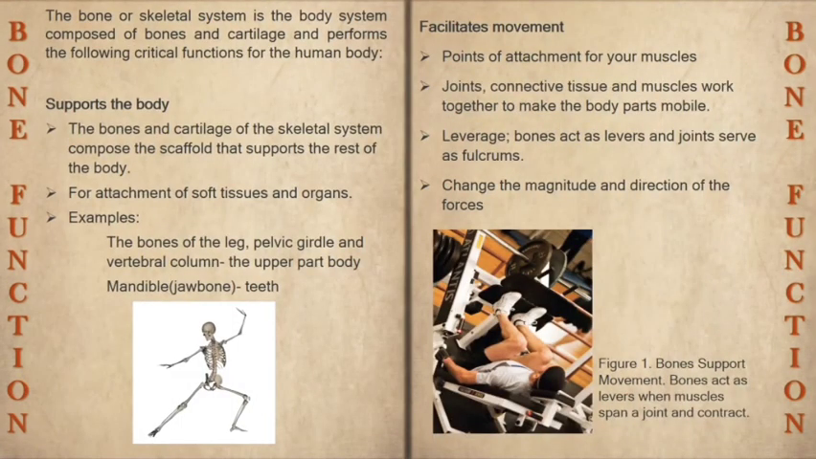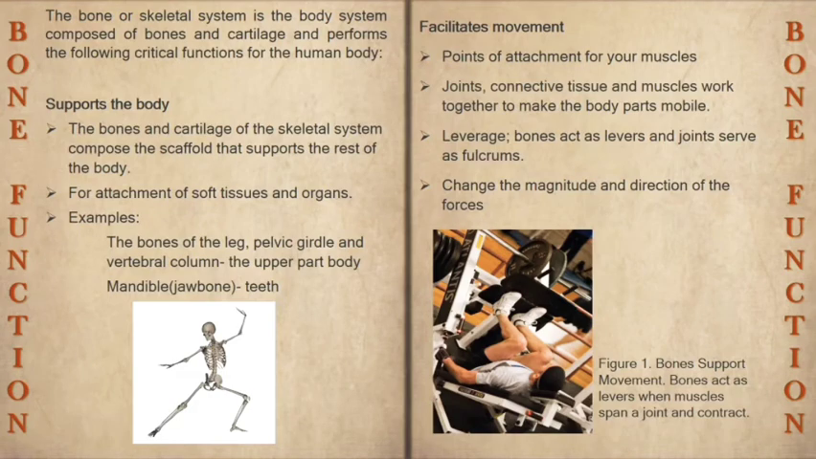The bone or skeletal system is one of the body systems composed of bones and cartilages, which performs the following critical functions for the human body. First, let us focus on the most apparent function, the gross function, which is visible by observation. Simply by looking at someone, we will know for sure there's something supporting their body, helping them move and protecting them. Therefore, we come to the first main function of the bones, which is that the bone supports the body.